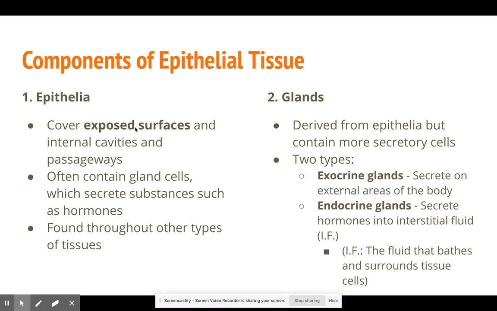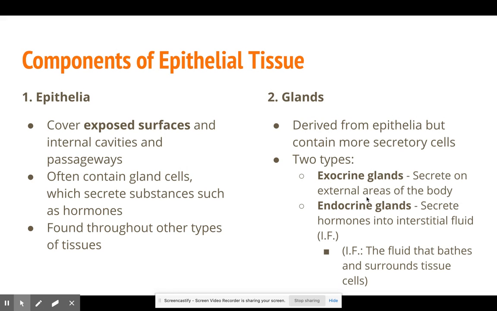So what are the components of epithelial tissue? Epithelia is the covering of the body. It covers most exposed surfaces. Exposed means to the outside. It often contains gland cells, which secrete substances such as hormones, and it's found throughout other types of tissue. Second are glands, which derive from epithelia but could contain more secretory cells.